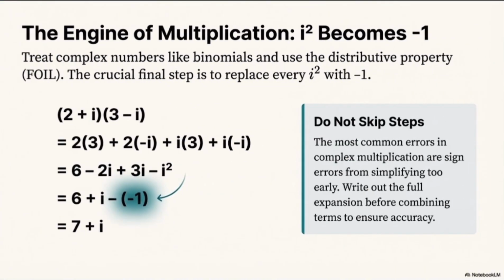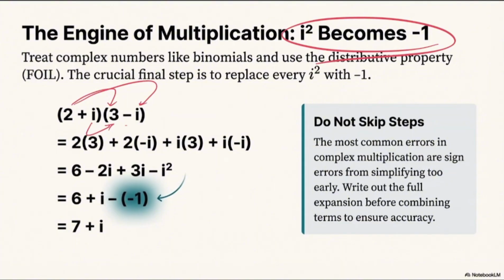So what about the multiplication? The multiplication follows a simple rule: we know that i to the power 2 becomes negative 1. It means that the multiplication of two complex numbers is very similar to multiplying two terms by two terms: first by first, second by first, and so on. You have 2 times 3, then 2 times negative i, then i times 3, and i times negative i.